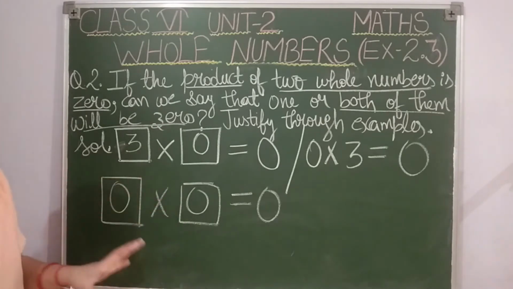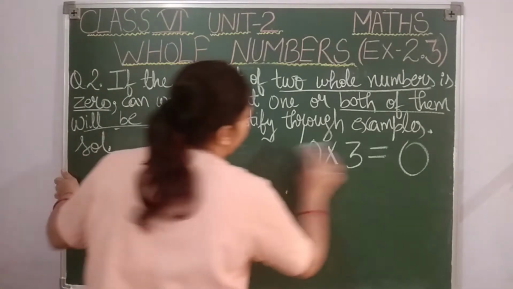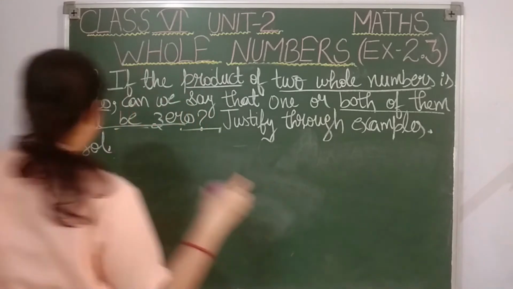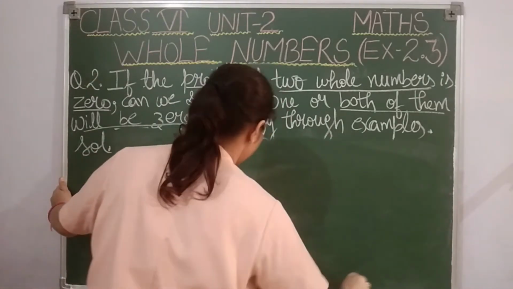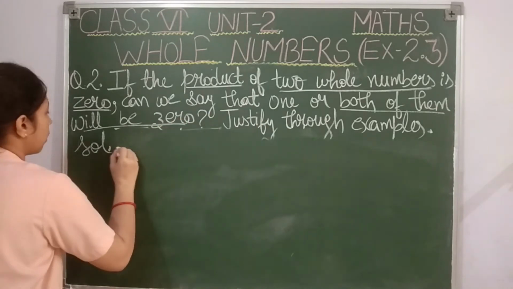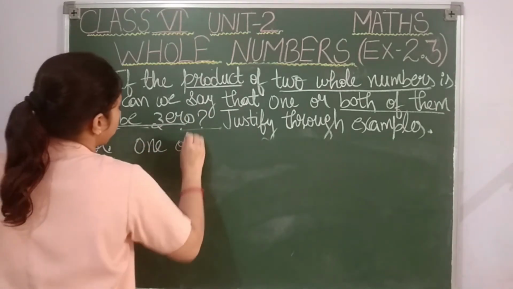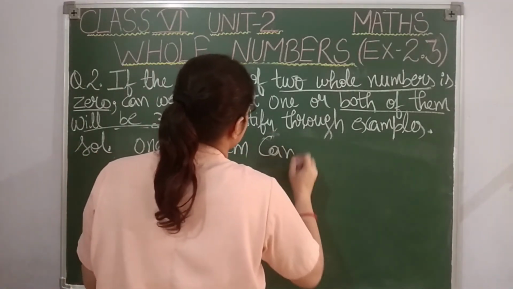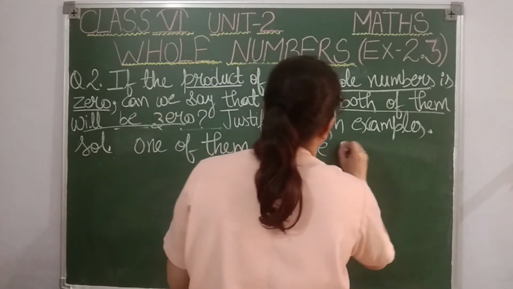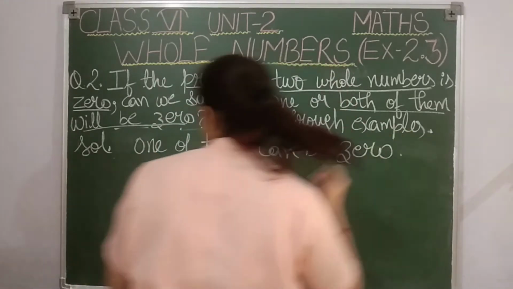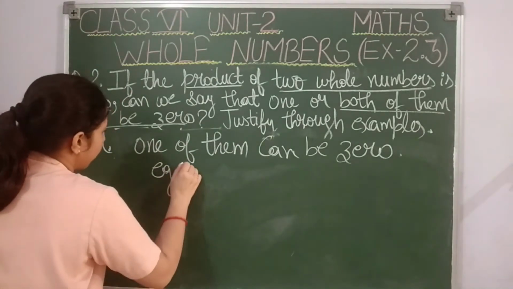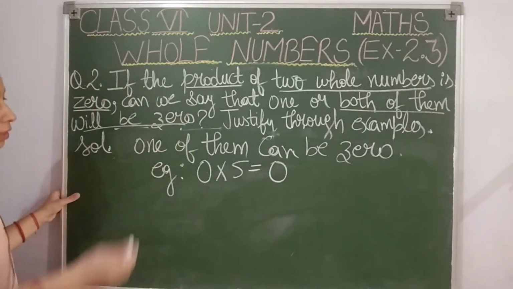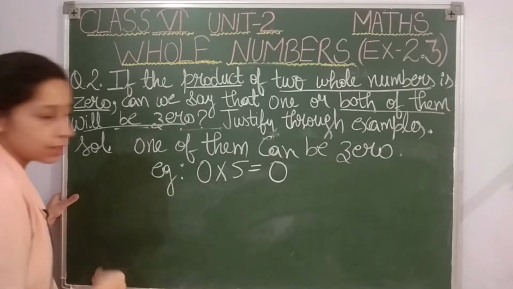Okay, so with this I have explained you. Now let's write it in proper statement. Let's write the answer in proper statement. This example I have given you. Let us see. So here we will write, students. First point, one of them can be 0. Here we will write an example also. Example, 0 5s are 0. Clear, students? Whatever I explained, that only I have written using statements.